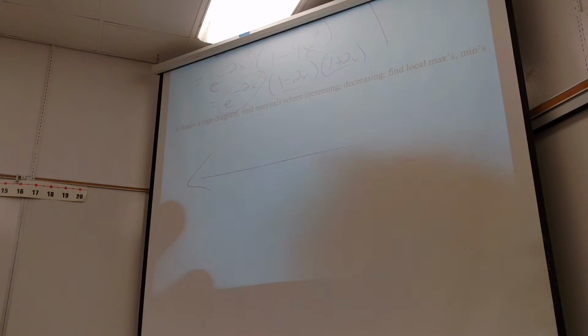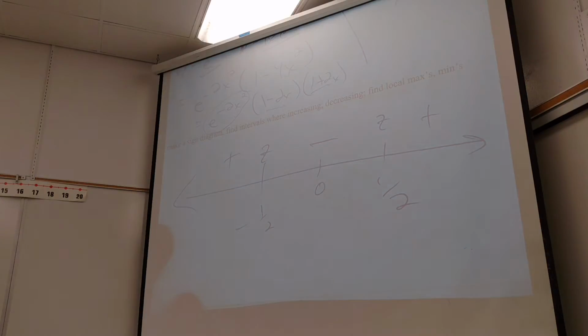And now the sign diagram is nice. It's only got negative 1/2 and 1/2 on it. They're both multiplicity 1. I can figure out what it is at 0. At 0, it's positive times negative times positive. Negative. So it's negative in there. And then it's going to change sign on both sides.